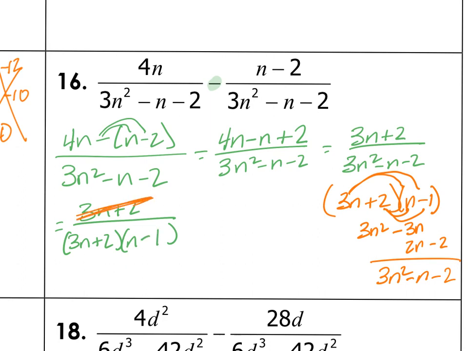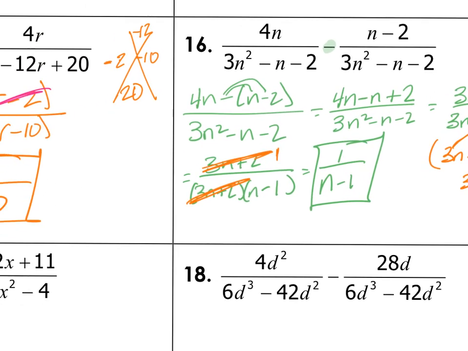So I have a 3n plus 2 in the numerator and the denominator. The same thing on the top and the bottom makes a 1 in my numerator. So that means I have a 1 over n minus 1. And there's my answer.